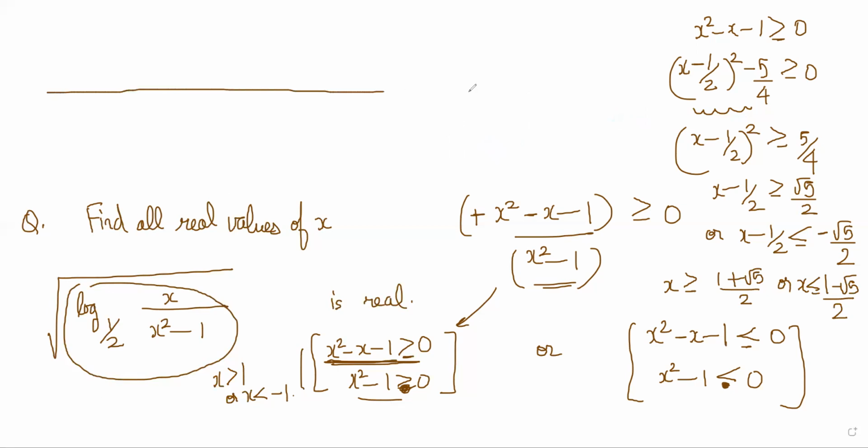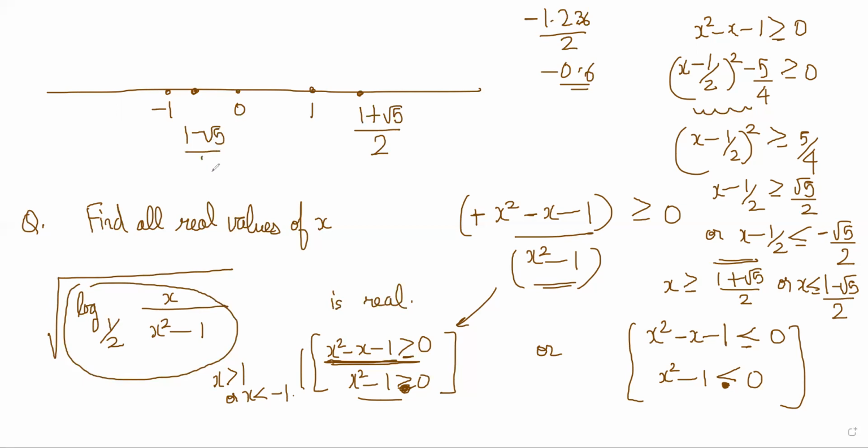So 0 is here, let's say 1 is here, minus 1 is here. 1 plus root 5 will be 3.236 divided by 2, which is greater than 1, right? Yeah. 1 plus root 5 by 2 is somewhere this side. 1 minus root 5 by 2, however, is less than minus 1, because it is minus 1.236 by 2, which is minus 0.6 or something. So this is somewhere here, 1 minus root 5 by 2.